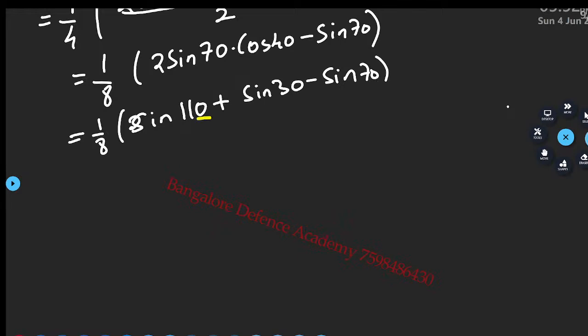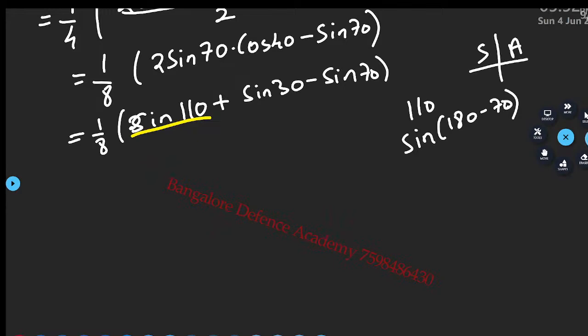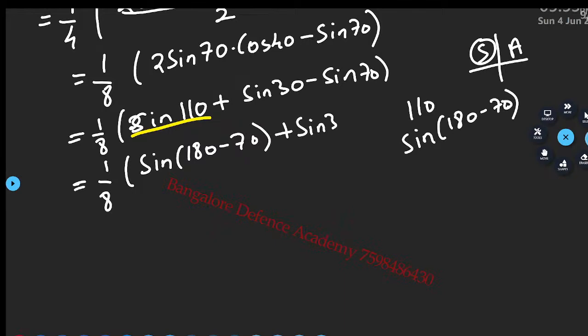Okay. Now this angle 110 can be written as sine of 180 minus 70. Now ASTC rule. In second quadrant, sine is positive. So what happens here? This I can write it as sine of. I am writing for you. तुम्हारे लिए मैं लिख रहा हूँ, but in exam avoid this step. Don't waste time. This I can write it as 180 minus 70 plus sine 30 minus sine 70.